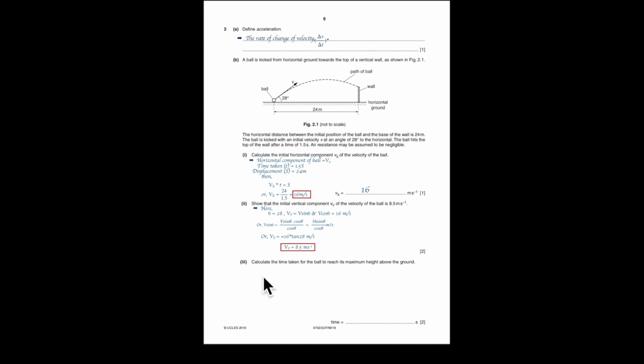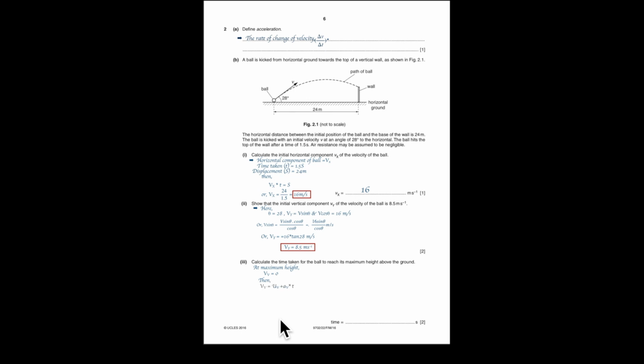For part III, calculate the time taken for the ball to reach the maximum height above the ground. We have to find the time taken for the ball to reach its maximum height. Now we know that at maximum height, the vertical velocity is equal to 0.